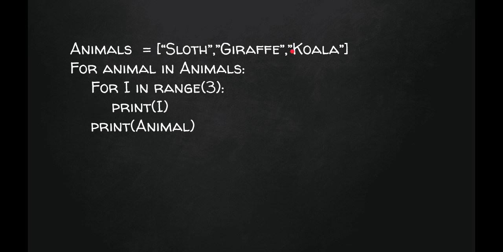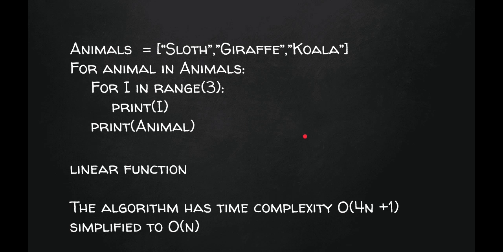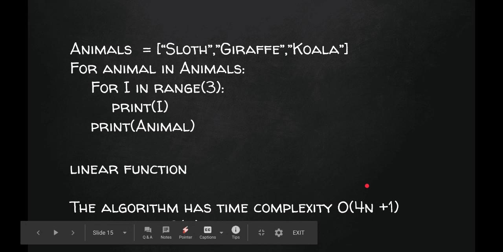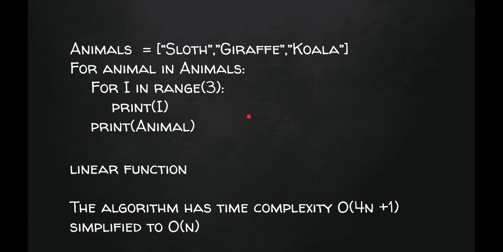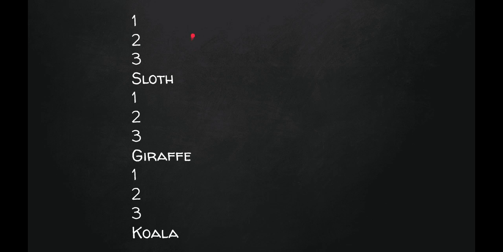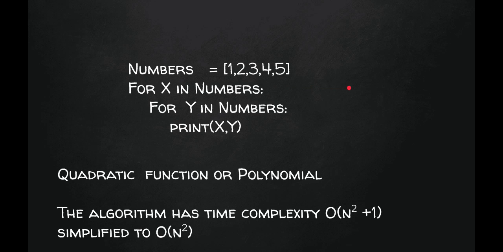We have a plus 1 here, 1 statement there. We've got 3 statements here, and then these 3 statements happen n amount of times, and then that one happens as well. So if we add all that up, we get 4n plus 1. So we have the nested loops here, but we still only have a big O(n). It's still a linear function there. It looks more complex, but it's still linear. And that's what the output would be: 1, 2, 3 sloth, 1, 2, 3 giraffe, 1, 2, 3 koala.